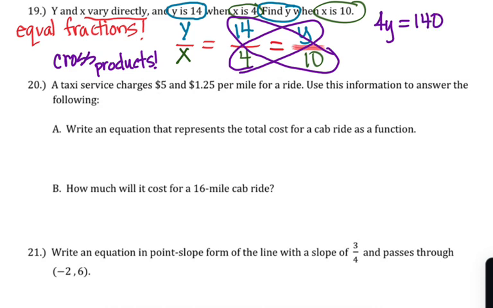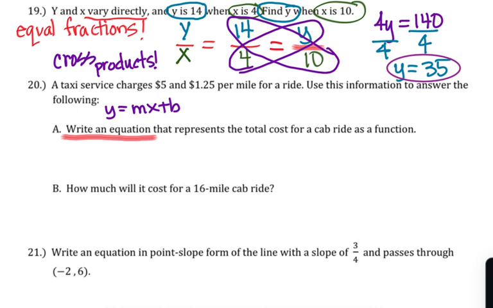And then I simply can solve for y, isolating it by dividing by 4. And we can see that when x is 10, y would be 35, right?